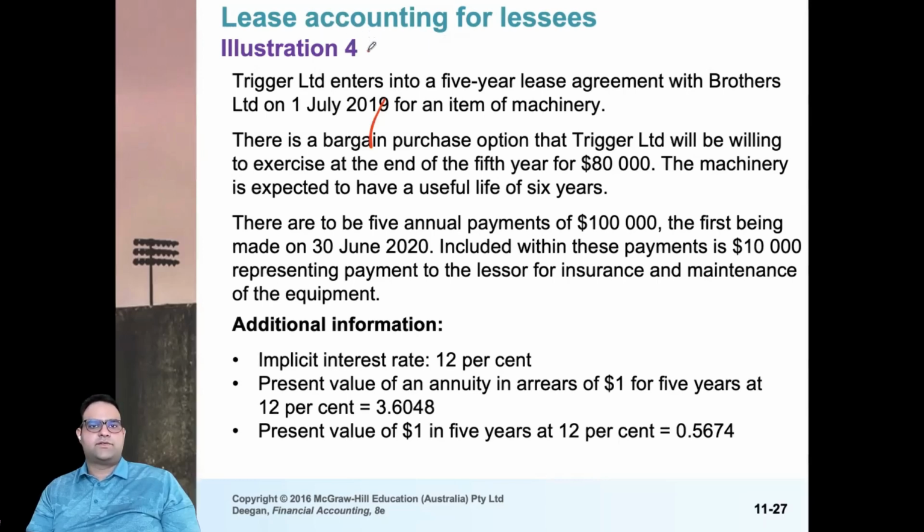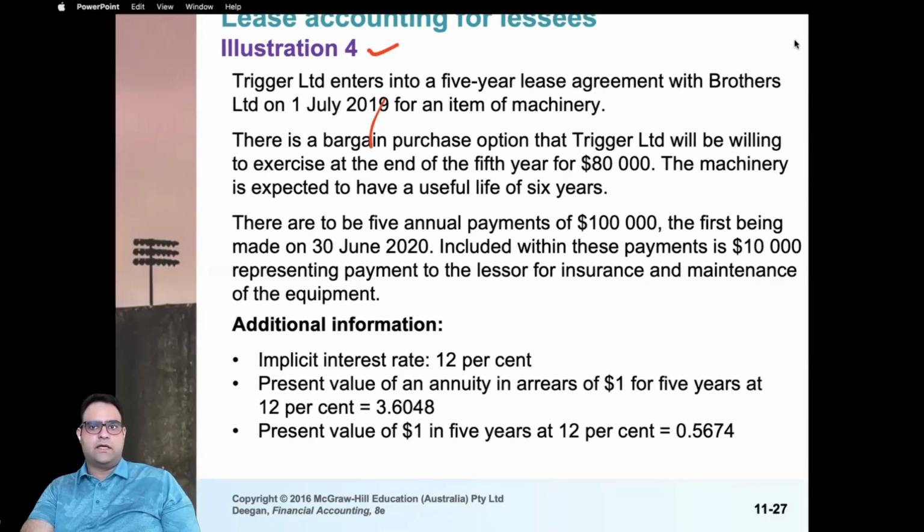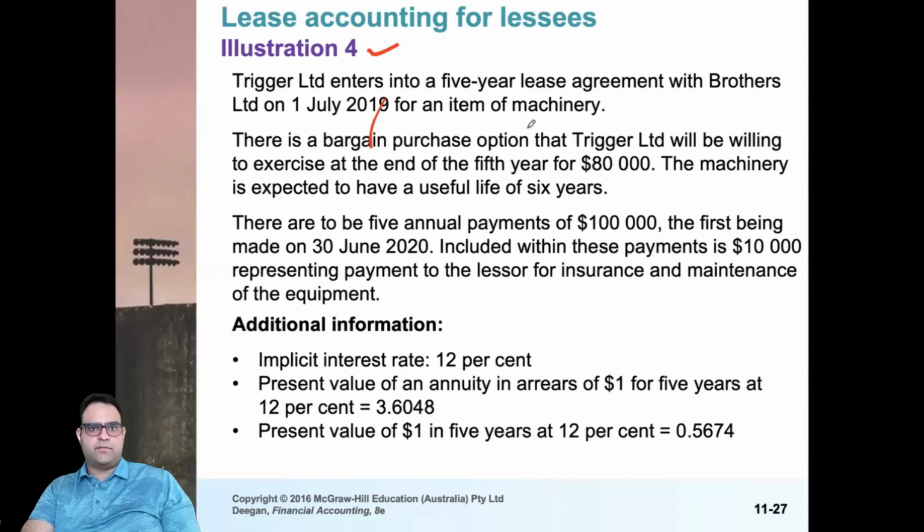So we are on illustration number 4. In illustration number 4, there is a company called Tiger, which entered a 5-year lease agreement with the Brothers Limited on 1st July 2009 on an item of machinery. The bargain purchase option that Tiger is willing to exercise at the 5th year is 80,000. So what does this indicate? This indicates that after the 5 years, they will purchase the asset forever and retain it with them.